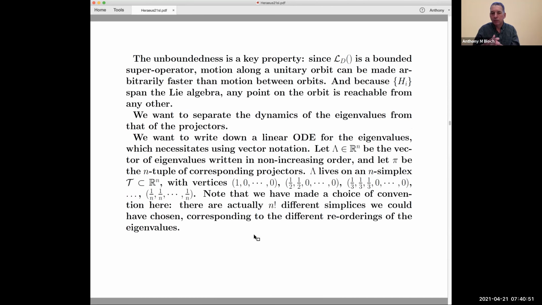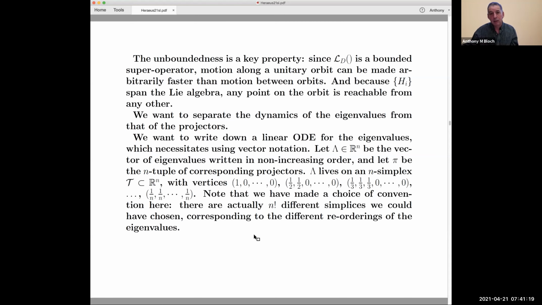And I can basically move instantaneously along an orbit, and the idea is to use the Lindblad term to move me between orbits. Again, this is the controllability condition that I mentioned earlier: you want the HI to span the Lie algebra so that any point on the orbit is reachable from any other. So you assume that you can move from one point of the orbit to any other point, arbitrarily fast.